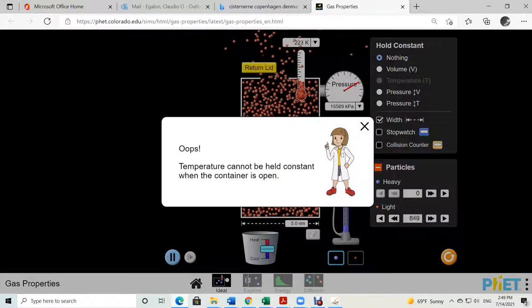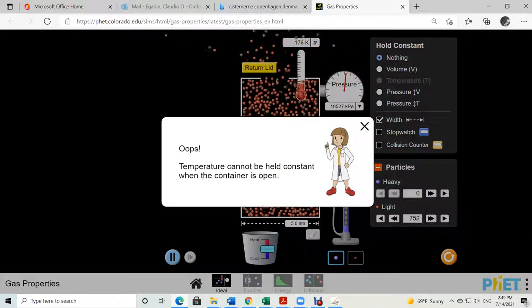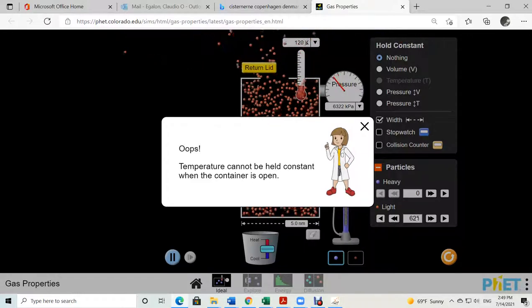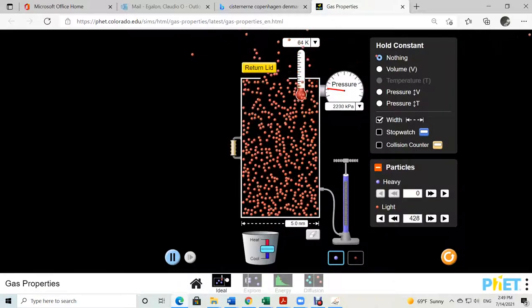Let's see. Oh, temperature cannot be held constant. Oh yeah, I popped it, see that? It blew up. Be careful. If you do that in real life, be careful. It can blow up in your face, and then you're losing all the gas.